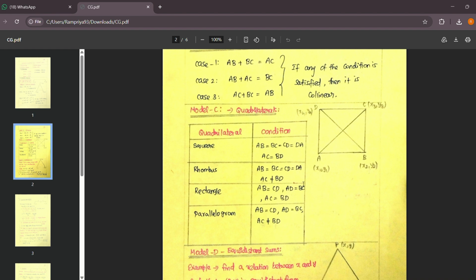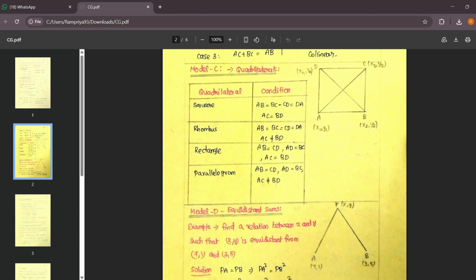Rectangle, opposite sides are equal. What are the opposite sides here? AB and CD. Similarly, AD and BC. So AB should be equal to CD and AD should be equal to BC, and also the diagonals will be equal in case of rectangles. AC will be equal to BD, but in a parallelogram only the opposite sides are equal but the diagonals are not equal. AB equal to CD, AD equal to BC, but the diagonal AC is not equal to BD.